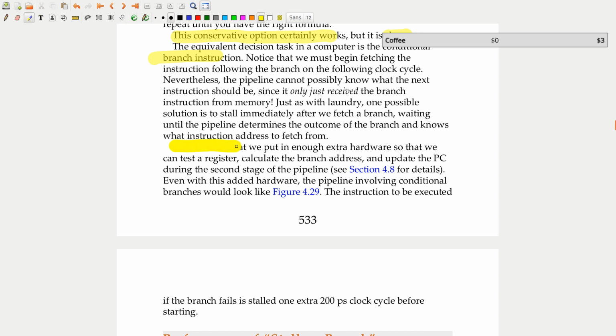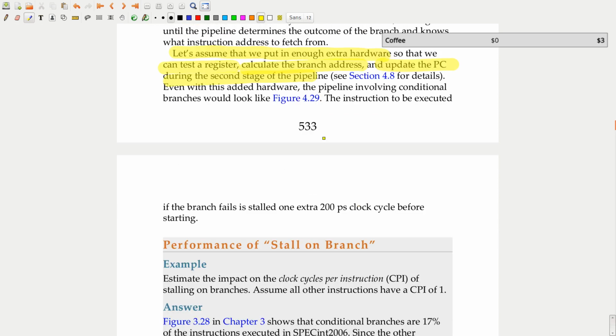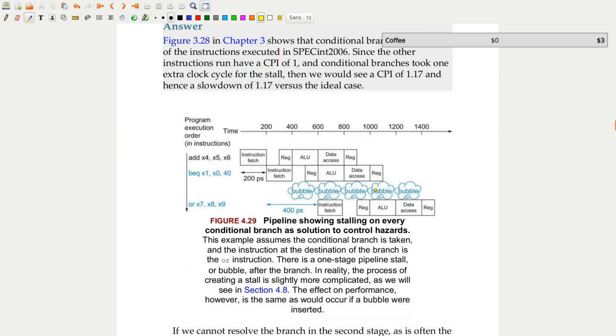So let's assume that we can put enough extra hardware so that we can test a register, calculate the branch address, and update the PC during the second stage of the pipeline rather than the third. Even with the hardware added, the pipeline involving conditional branches would look like 429. The instruction to be executed if the branch fails is stalled 1 extra 200 picoseconds clock cycle. So, pipeline showing stalling on every conditional branch as solution to control hazards.